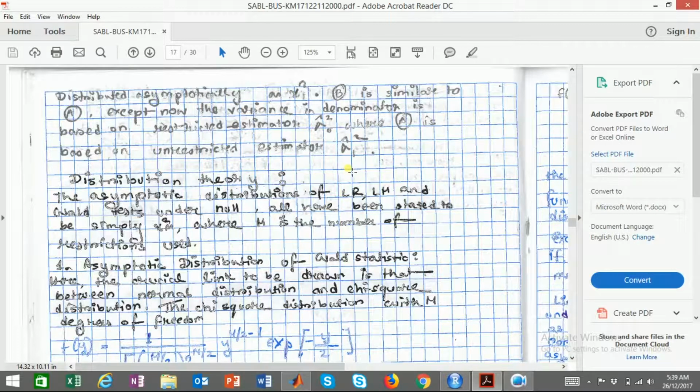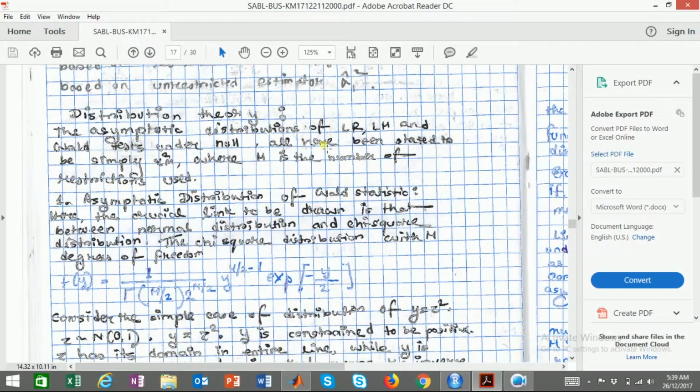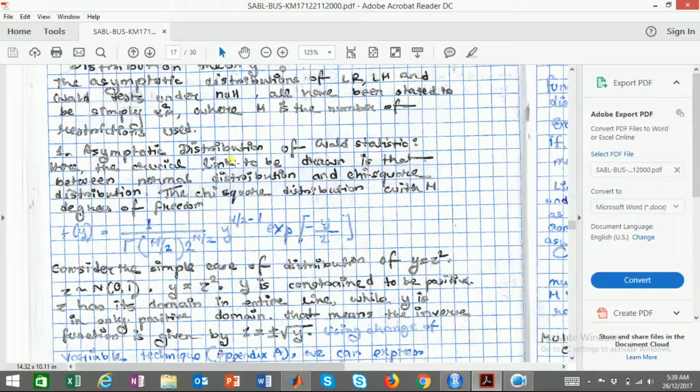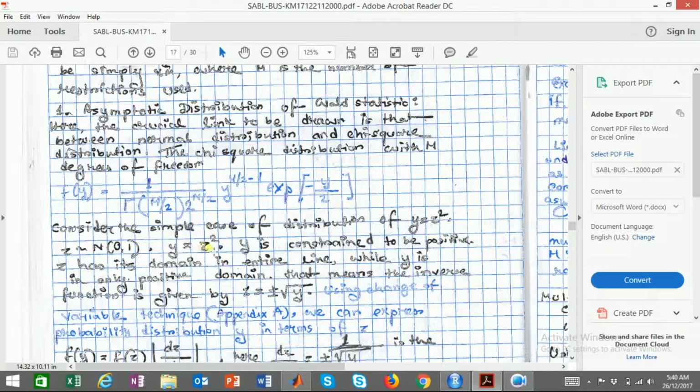Distribution theory. The asymptotic distributions of likelihood ratio test, Lagrange Multiplier, and Wald test under the null have all been stated to be simply chi-square, where m is the number of restrictions used. Asymptotic distribution of Wald statistic. Here the crucial link to be drawn is that between normal distribution and chi-square distribution. The chi-square distribution with m degrees of freedom is 1 by Gamma(m/2) multiplied by 2 to the power m/2, y to the power m/2 minus 1, exponential of minus y by 2.